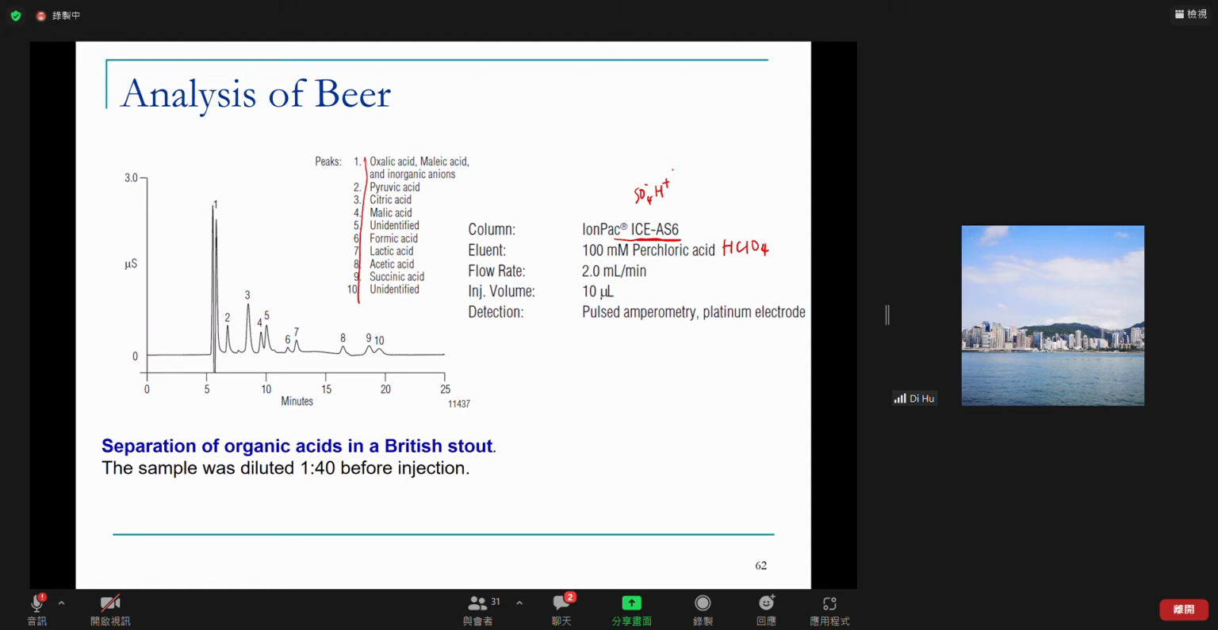So we can go back to see that one. Anyway, the eluent is a diluted strong acid. It's ion exclusion chromatography for this one. And again, the detector is based on current. Anyway, that is basically how IC is applied.